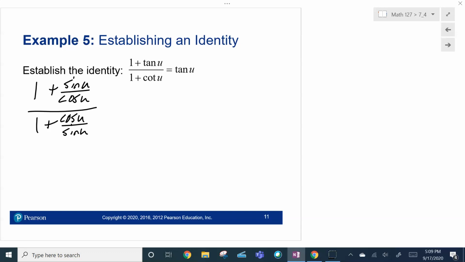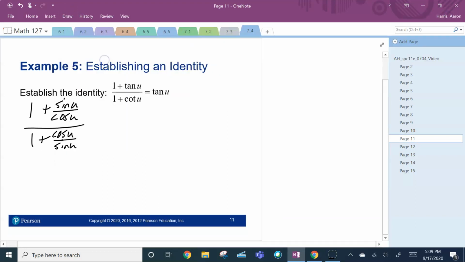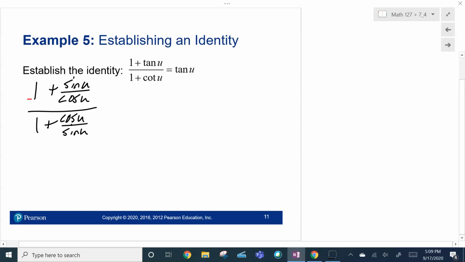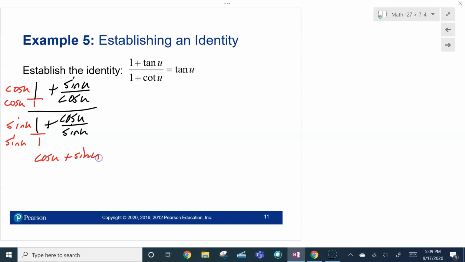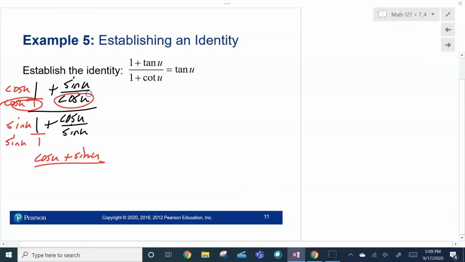It's just like your algebraic approaches. It's just that now we have some trig functions involved here. So this is 1 over 1. Give it a common denominator. I'm going to give it cosine u over cosine u. This is 1 over 1. Here I want it to have sine u over sine u. So now my numerator becomes 1 times cosine u, which is just cosine u, plus sine u. This is all over my common denominator, cosine u.